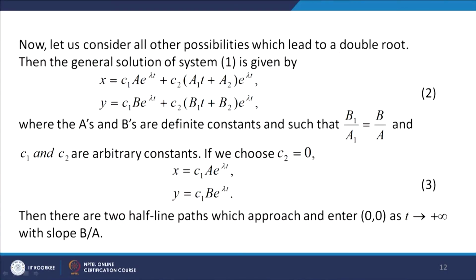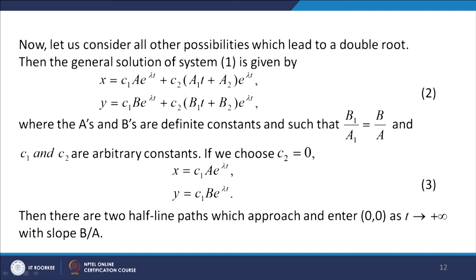In those possibilities, the general solution of the system we can write as x equal to c1 a e to the power lambda t plus c2 (a1 t plus a2) e to the power lambda t, y equal to c1 b e to the power lambda t plus c2 (b1 t plus b2) e to the power lambda t. Now, a's and b's here are definite constants, and they are such that b1 by a1 is equal to b by a. c1, c2 are arbitrary constants.